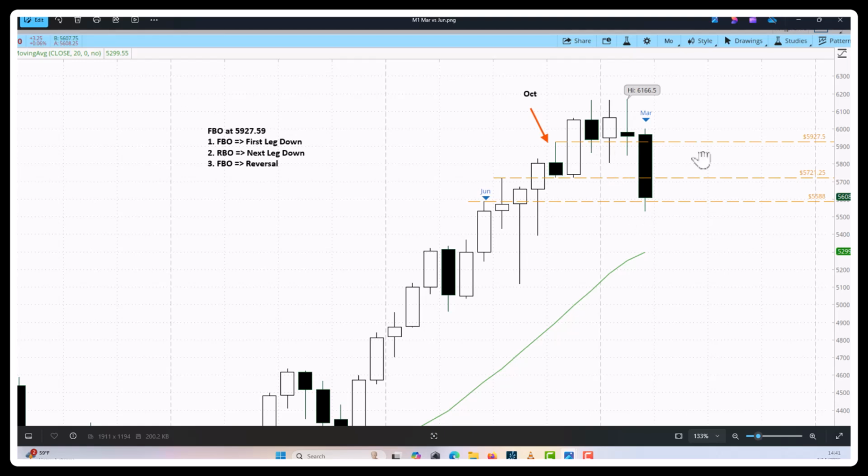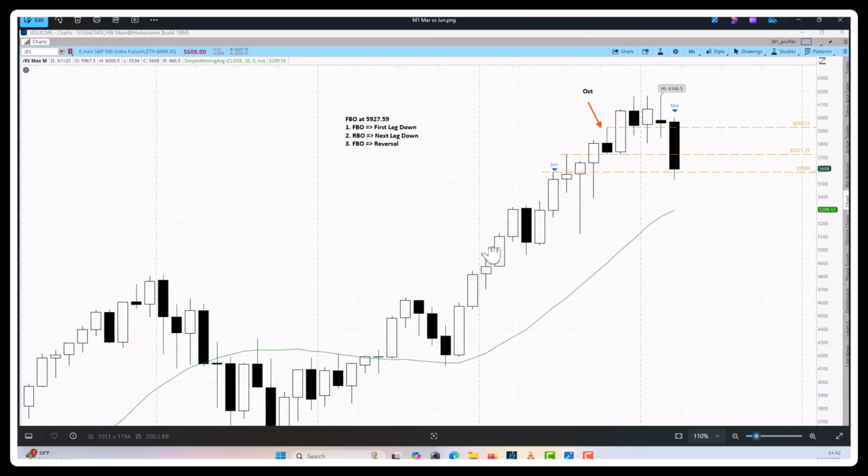Going back here, we see the level at 59.2750. We look at the monthly because we want to see why the market moved the way it did, and we can see the seasonality of the market.